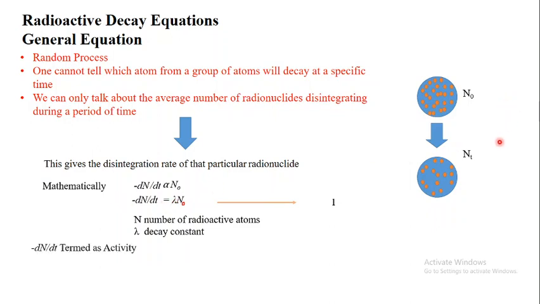What is meant by the rate of change over delta t, a small period of time? It is known as activity. The greater the disintegration rate, the greater the activity. Mathematically we can write it as equation 1. This term is known as activity, so activity is equal to lambda N naught.